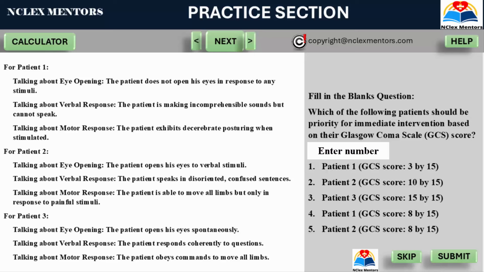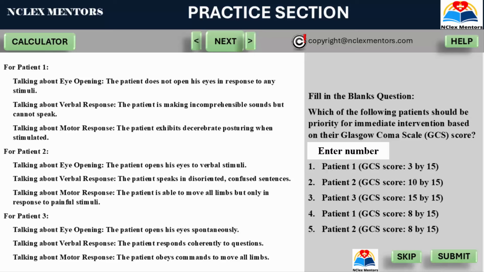For patient 2, eye-opening: the patient opens his eyes to verbal stimuli. Verbal response: the patient speaks in disoriented, confused sentences. Motor response: the patient is able to move all limbs, but only in response to painful stimuli. For patient 3, eye-opening: the patient opens his eyes spontaneously. Verbal response: the patient responds coherently to questions. Motor response: the patient obeys commands to move all limbs.